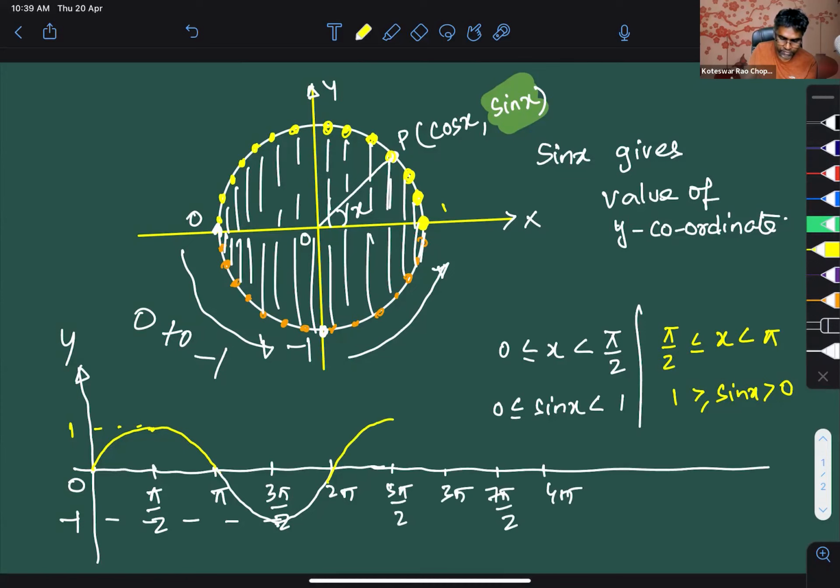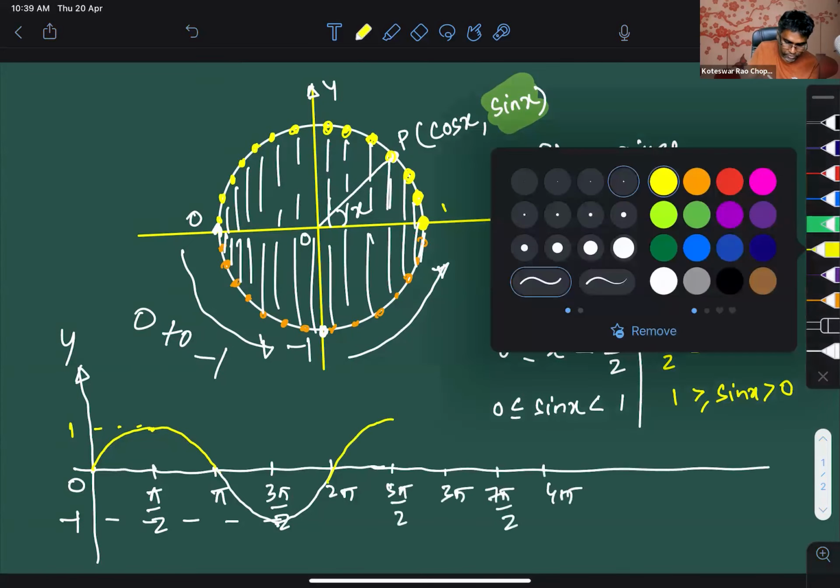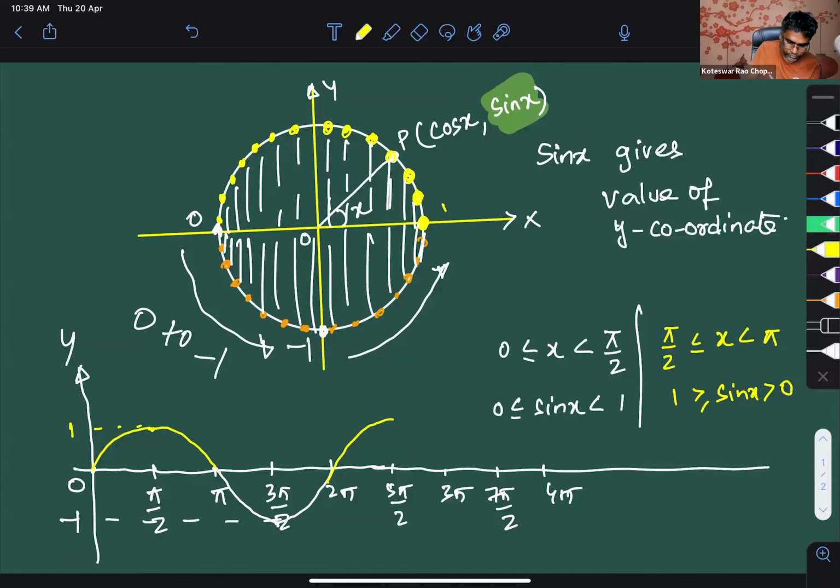Maybe I'll use a different color. Maybe I'll do one thing. I'll use yellow here. Why is it not working? What happened to my battery? It's there. Okay, yeah, it's writing now.